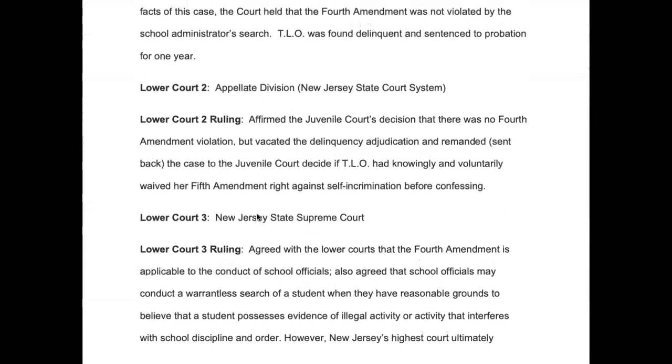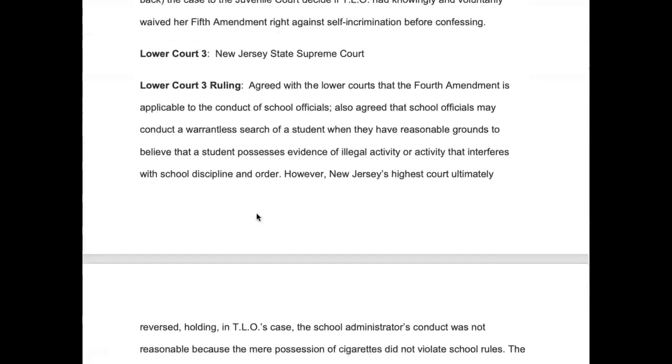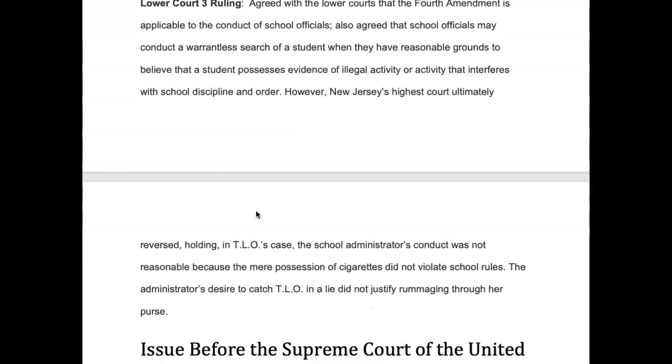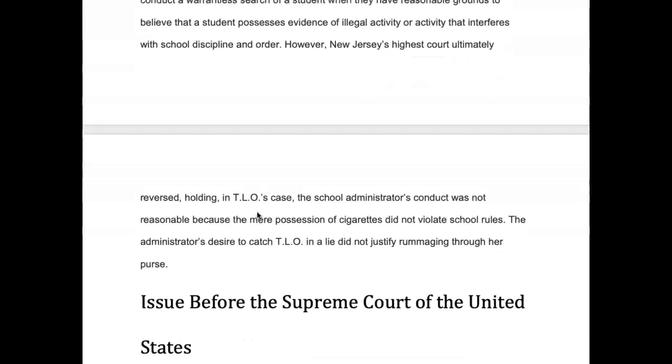So then it went up to the next court, which is the New Jersey Supreme Court. There, the Supreme Court essentially overturned and said that the school administrator's conduct was not reasonable because possession of cigarettes did not violate school rules. And so the principal had searched the purse not because of cigarettes, but because TLO lied. The other girl said, yes, they were smoking. TLO said, no, I wasn't smoking. So he's searching the purse not for cigarettes. He's searching the purse to catch her in a lie. And they said that is not reasonable suspicion, and did not justify rummaging through a purse.